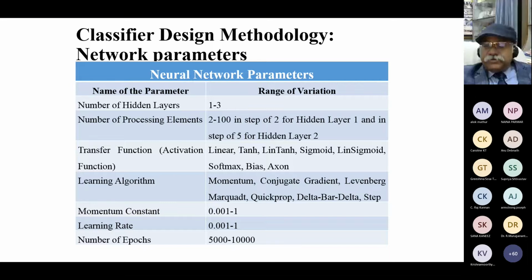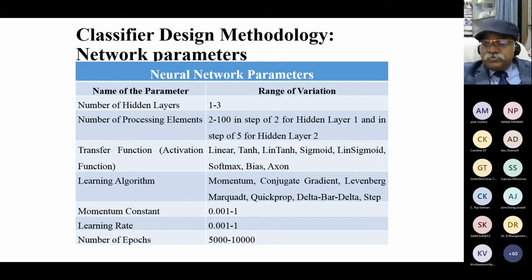This particular approach gives you that thought process. So you are changing the hidden layers from 1 to 3. You are changing the processing elements in each case from 2 to 100, in steps up to hidden layer 1, then in steps of 5 in hidden layer 2, like that.